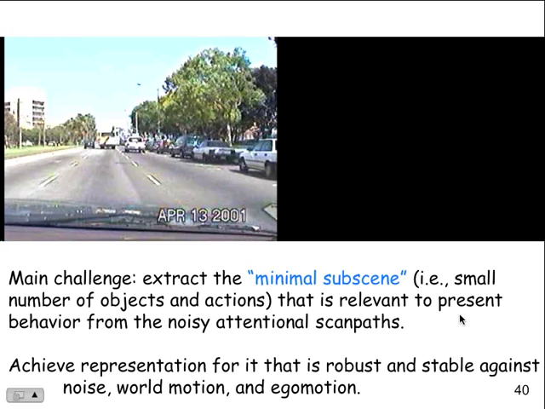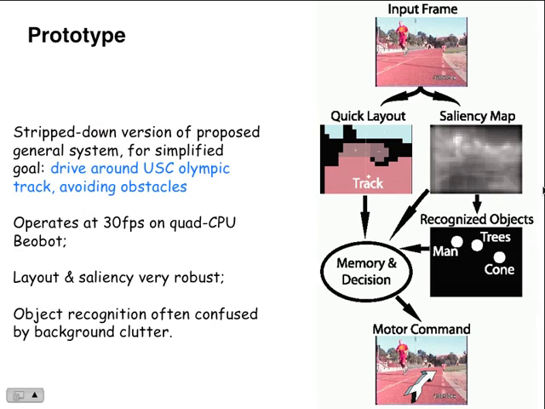Now the main challenge is to extract the minimal sub-scene, the minimal pieces that we need, or the small number of objects and actions. Here's the given big scene, and we're going to represent the behavior from the noisy attention span paths. Regardless of the terminology, we're going to take the behavior here and analyze it in a way that we can represent it. So this is the knowledge representation part of it. We achieve a representation that is robust and stable against the noise and the world motion and everything else associated with it.